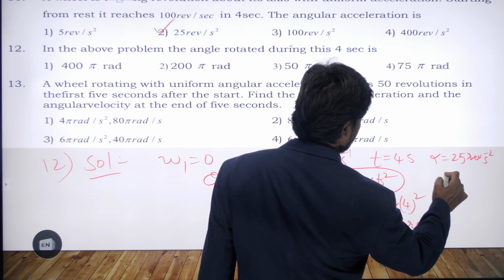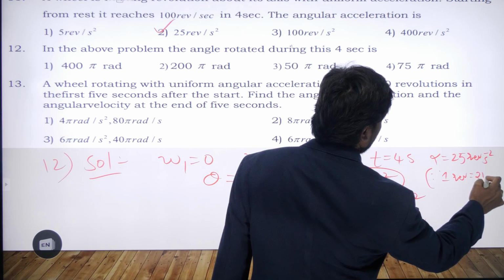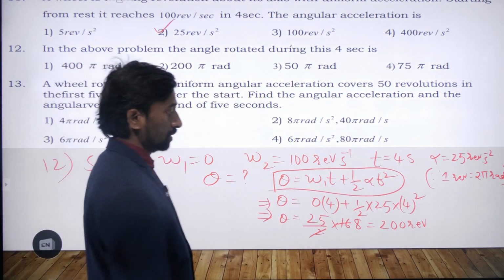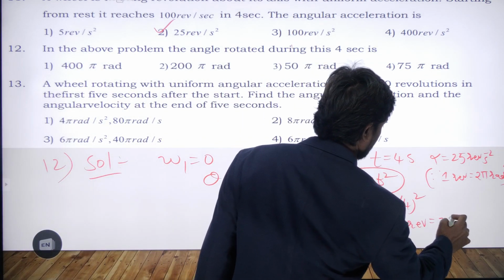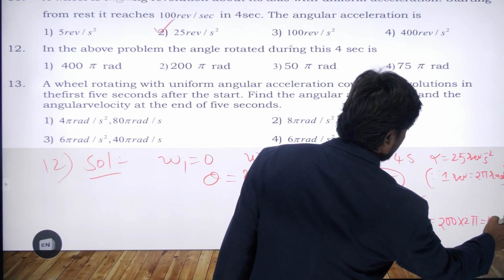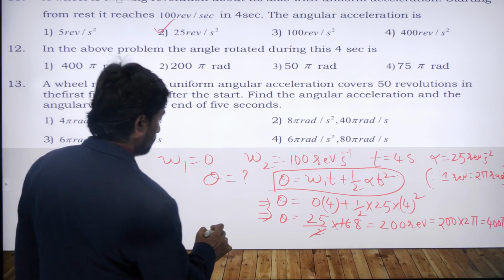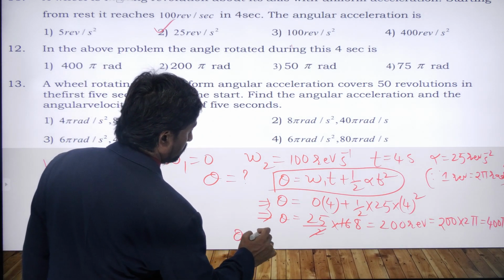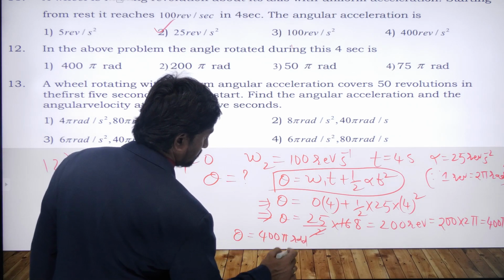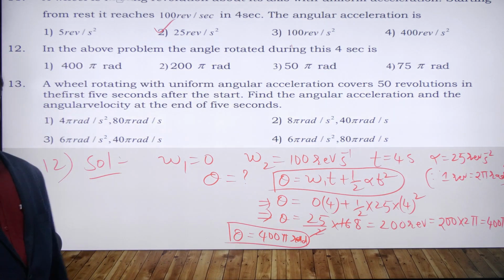So one revolution is equal to 2 pi radians. Now in place of revolutions you write that, we will get here 200 into 2 pi, which is 400 pi radians. So therefore theta is equal to 400 pi radians. Is it clear?